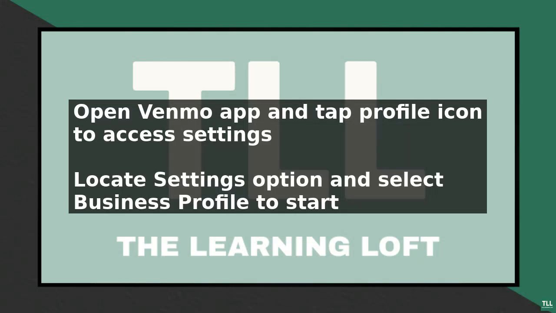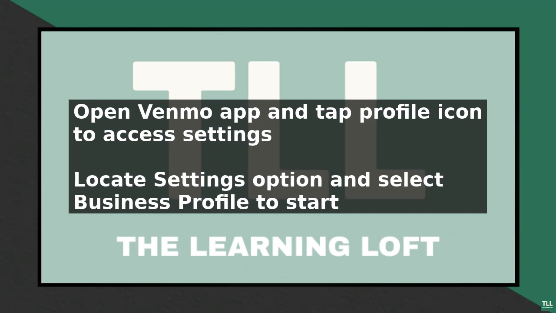To switch between personal and business on Venmo, start by opening the Venmo app on your mobile device. Locate the profile icon, usually found in the top right corner, and tap on it to access your profile settings. Next, tap on the Settings option, which is represented by a gear icon. Scroll down to the Account section and select Business Profile.